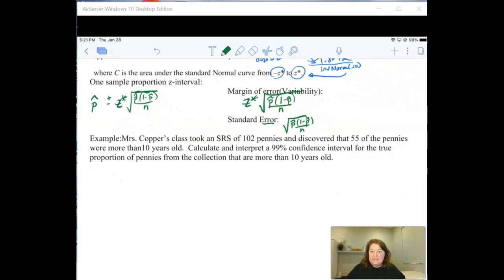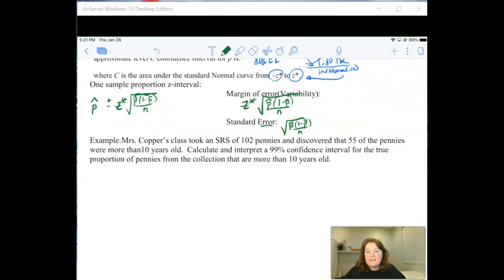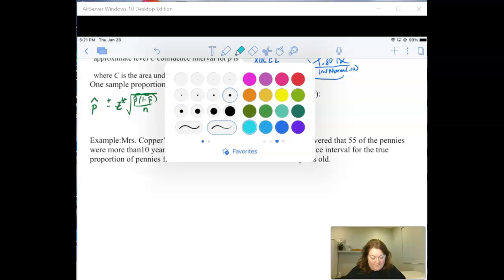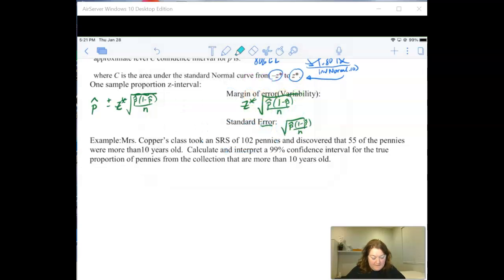Okay, so in this example, Mrs. Copper's class took an SRS of 102 pennies and discovered that 55 of those pennies were more than 10 years old. Calculate and interpret a 99% interval for the true proportion of pennies from the collection that are more than 10 years old. So the important numbers I'm getting here is I'm going to be using this 102, that's my n. The 55 is going to help me come up with my first proportional guess, and I need a 99% confidence interval. So those are the main pieces that we're going to be using.